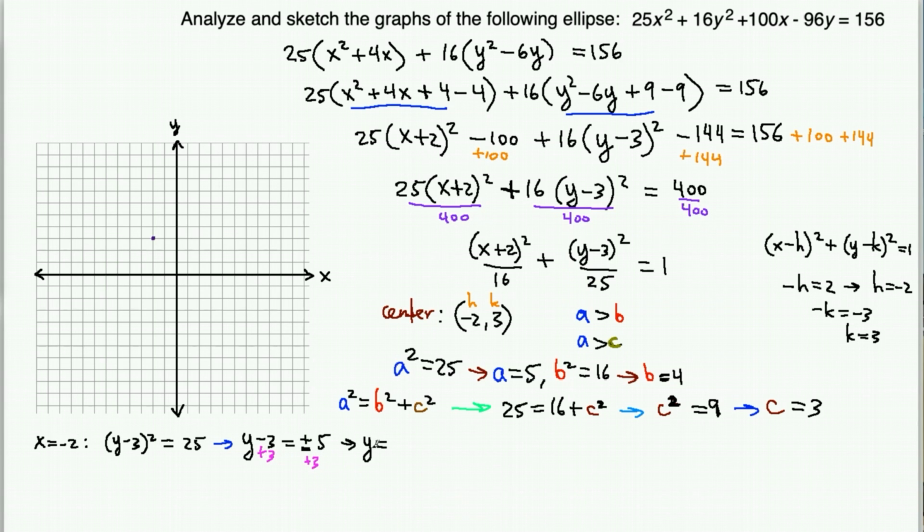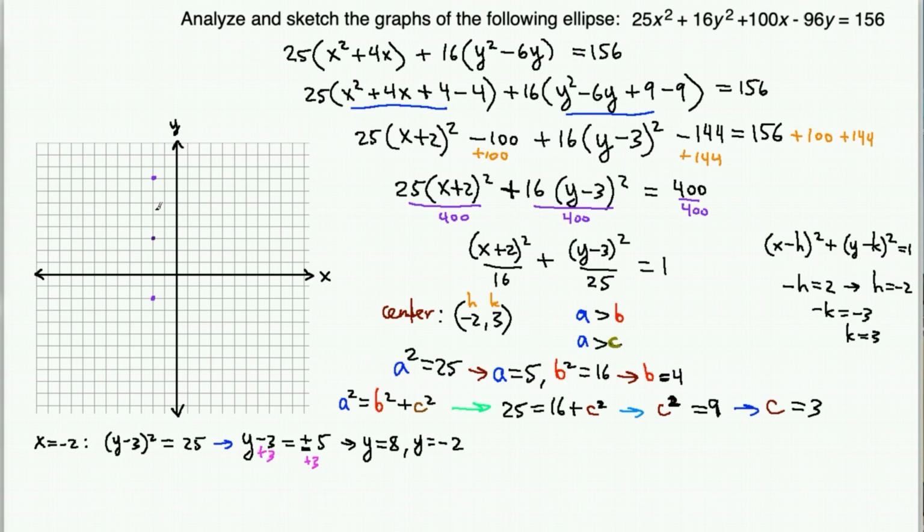So y can be two things. 5 plus 3 is 8, or -5 plus 3 is going to be -2. Right? So when x is equal to -2, you will have 2 points. Okay? So the first point is at 8, and the second point is -2. Right? So it's going to be here.